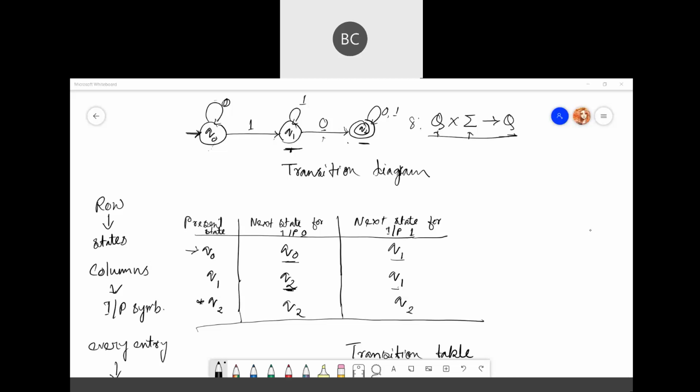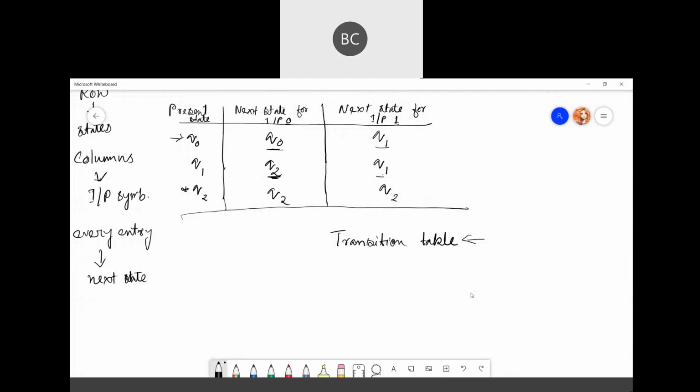I have already drawn the diagram. Next class I'll show how you can draw this transition diagram. I'll show that part also. Now I'm just giving you the concept: what is a transition diagram, what is a transition table, how you can draw the table from the diagram, and you are also supposed to know how to draw the diagram from the table.